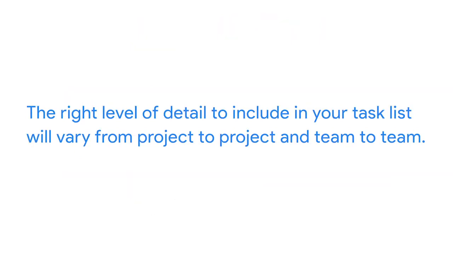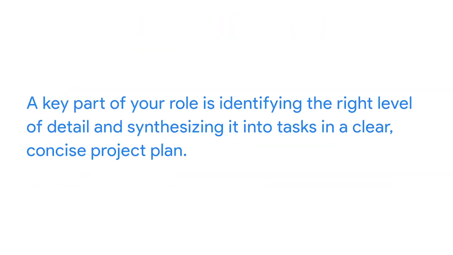The right level of detail to include in your task list will vary from project to project and team to team. As a project manager, a key part of your role is identifying the right level of detail and then synthesizing it into a clear, concise list of tasks in the project plan. In the upcoming activity, you'll review the supporting materials to uncover more task details and add them to the Sauce and Spoon project plan. Head to the activity to get started and then meet me in the next video.